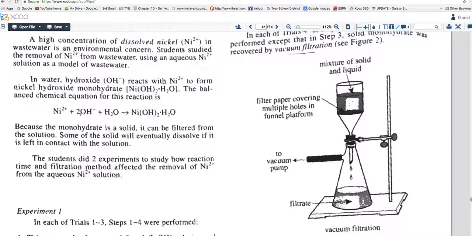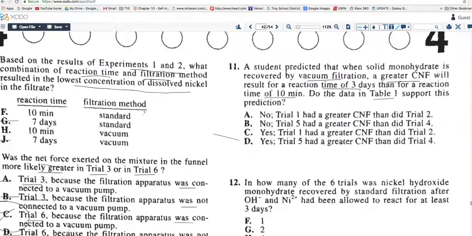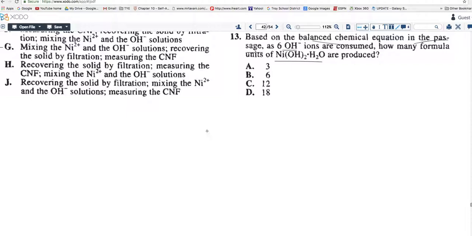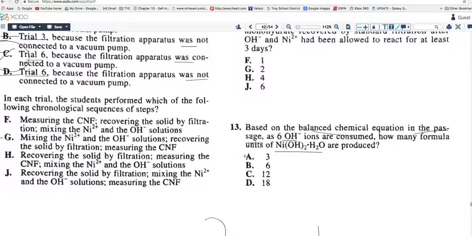So I have 2 OHs. 2 OHs give me 1 Ni right now. But if I want to have 6 OHs, how many Nis do you think I'll get? 3, yes. The easiest way to think about this is, if 2 OHs gives me 1 Ni, how many would 6 OHs give? So I just put that as X, and then I cross multiply, which would be 3. Okay? Alright, that answers A.